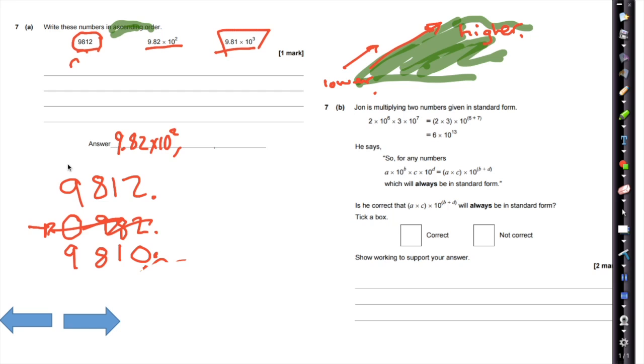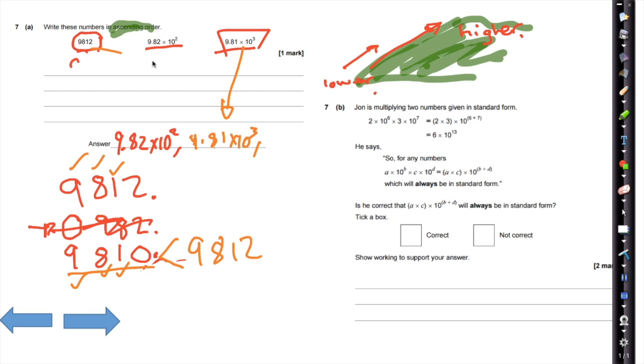Now, we then have the other two. They're both 9s in this place. They're both 8s in this place. So we carry on going in this process. They're both 1s in this place, so they're the same. Now in the 1s column, that's a 2, that's a 0. Therefore, 9,810 is smaller than 9,812. So it is going to be 9.81 times 10 to the power of 3. So this one goes there. And by deduction, it must therefore be 9,812. That is the largest.